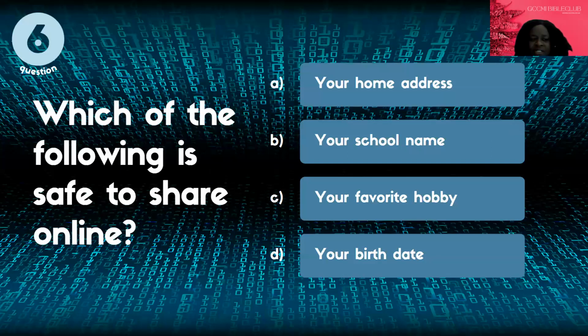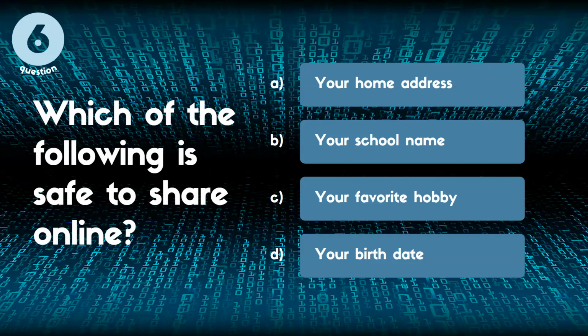Which of the following is safe to share online? Your home address, your school name, your favorite hobby, your date of birth. Which one can you share? You can share your favorite hobby. Your school name you don't need to. I know when Facebook started, we put all those things, our home address, everything. Some people even put their salary there. But yeah, now we are aware, everybody.